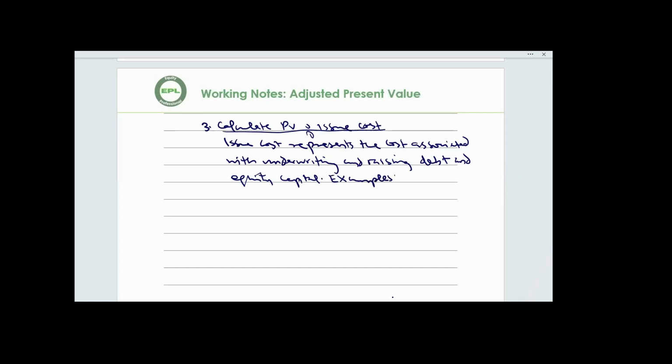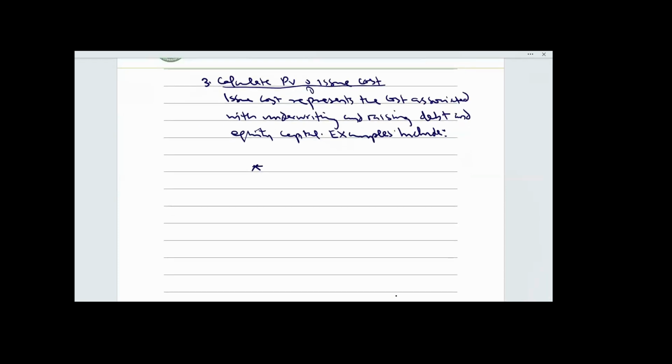Examples of issue cost include, number one, let me just put asterisk. When a company wants to raise finance, the company cannot go to the market directly. There will be some intermediary that will be operating on behalf of the company. Therefore, the company will pay for investment banking fee. All right, investment banking fee. Okay.